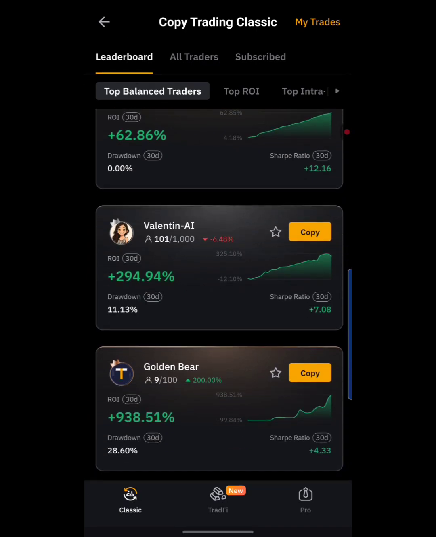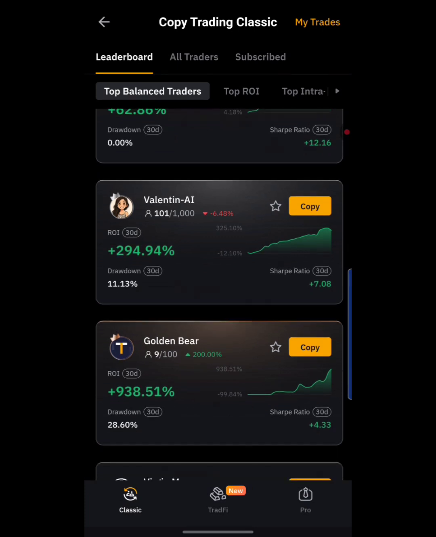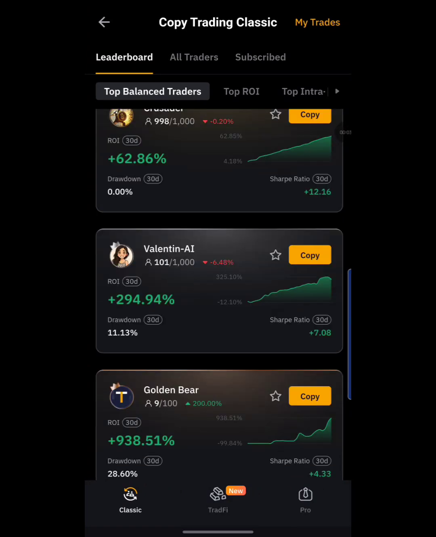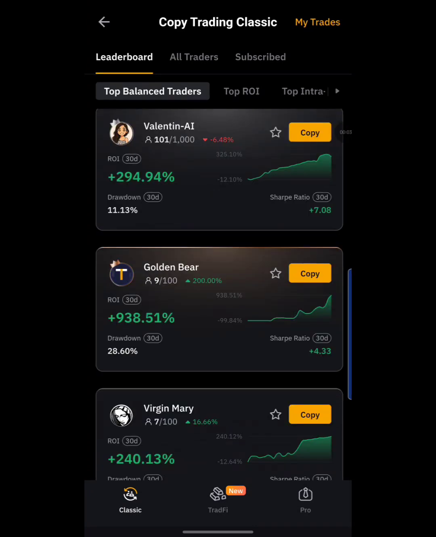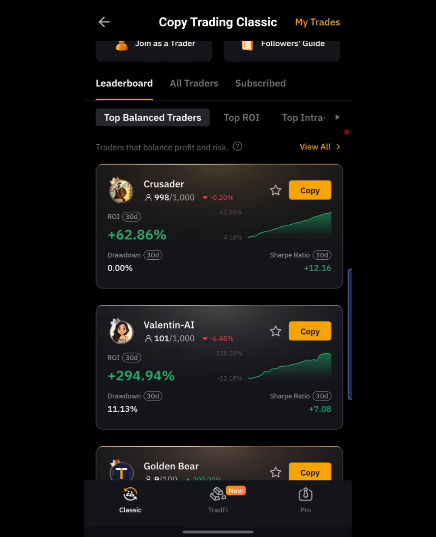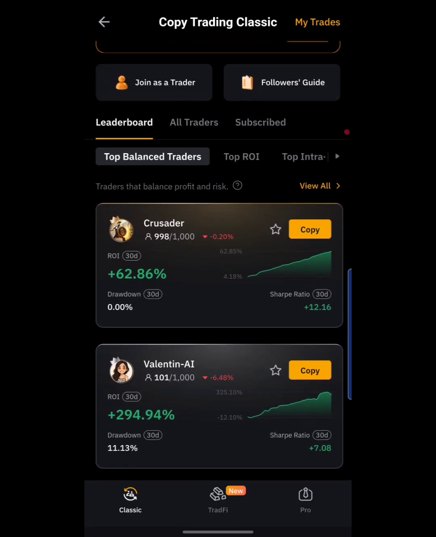All right, down below here, this trader called Valentine AI. As you can see, 101 persons are currently following this trader. Over here it says that this trader has had a drawdown of 11.13% within the last 30 days and a Sharpe ratio of 7.08% within the last 30 days. Also, the return on investment for this trader within the last 30 days is 294.94%. So this is actually amazing. And it also goes on and on with the other traders here, guys. So this is for the top balance traders that balance their profit and risk.